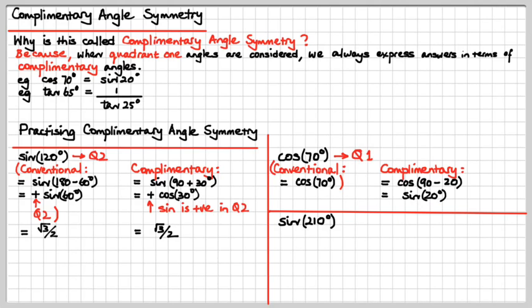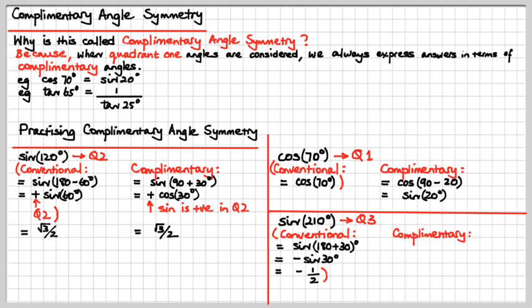What about sine of 210? Well, conventionally, that's quadrant 3, isn't it? So with conventional, you'd say that's 180 plus 30. So that's going to be the sine of 210. Sine is negative in quadrant 3, so that would be the same as minus sine 30, which would be minus a half.